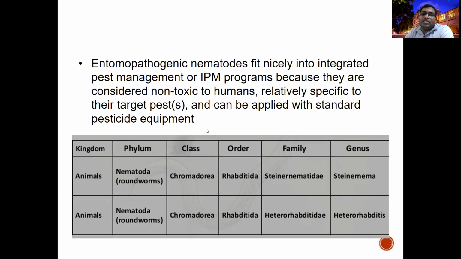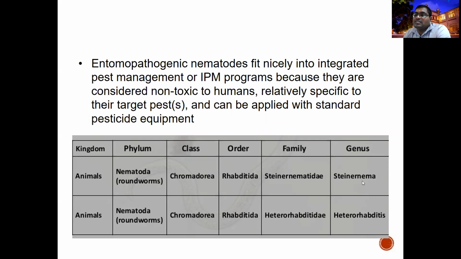Taking the phylogenetic position of these nematodes, these two families belong to kingdom Animalia and phylum Nematoda, commonly called roundworms or eelworms. They belong to class Chromadorea, order Rhabditida. In the order Rhabditida there are two important families, Steinernematidae and Heterorhabditidae. From these, the genera Steinernema and Heterorhabditis are very, very important.